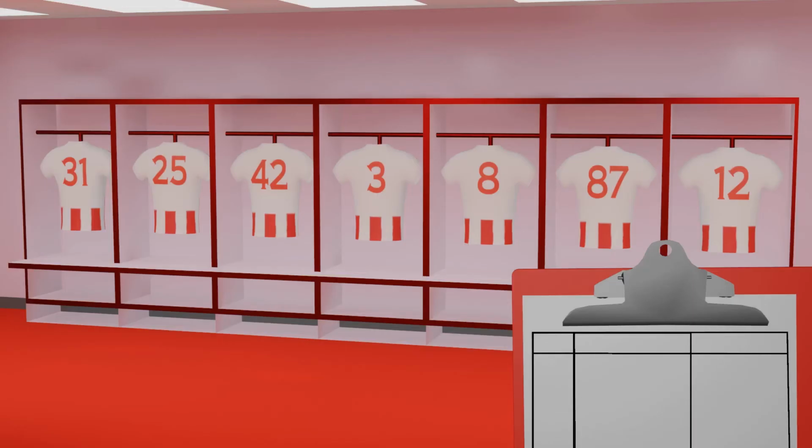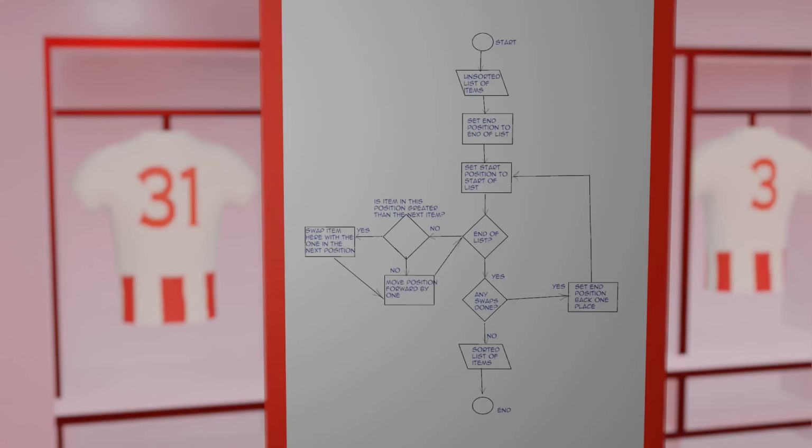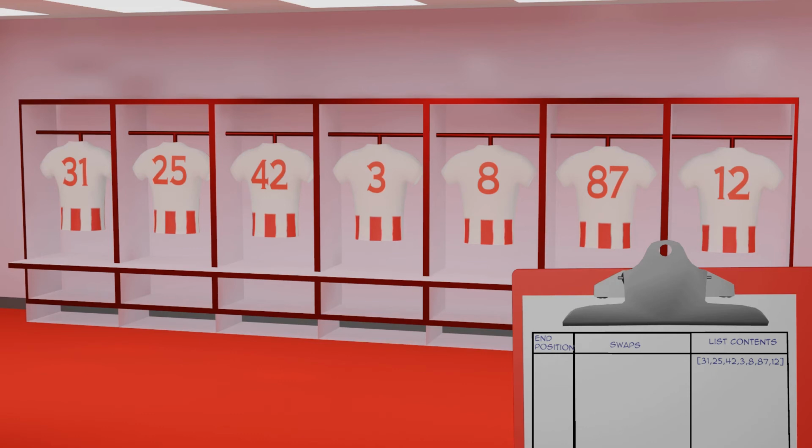I've also set up a trace table as usual to show what's happening. In it we'll record the list as it changes and what gets swapped. Okay, let's step through the flowchart. After the start symbol we have this list of shirts which are in no particular order. We record this in the trace table.